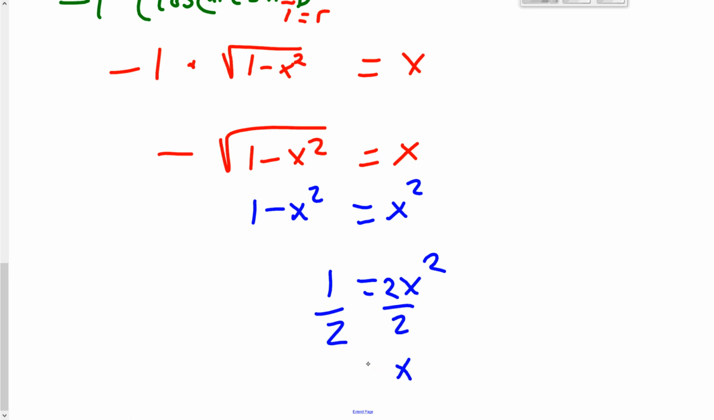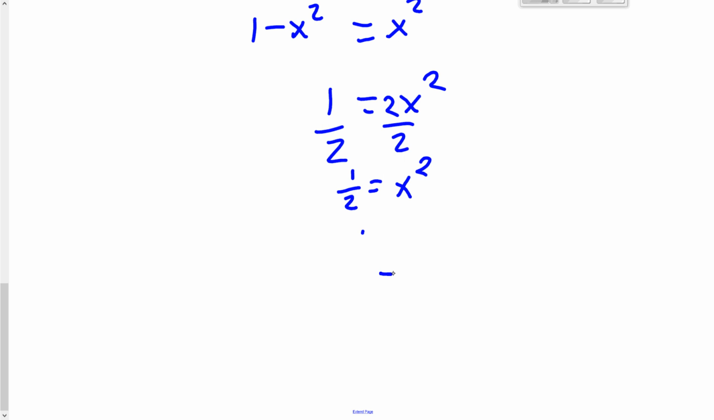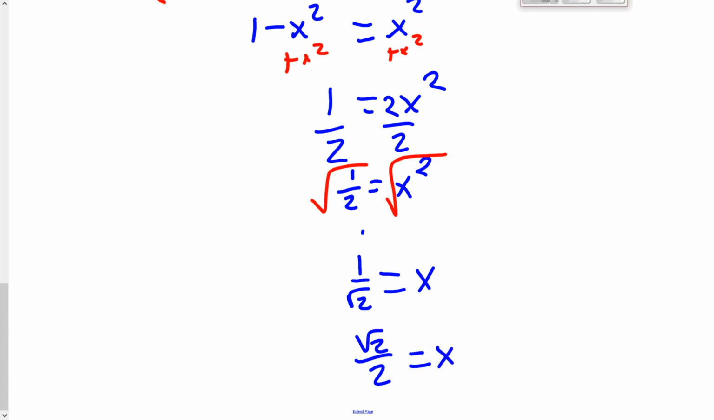So x squared equals 1/2. Square root both sides. We get x is equal to the square root of 1, which is 1, over the square root of 2, so we get root 2 over 2. And then when we go in and check this, we can see that it doesn't work for root 2 over 2, but it does work for negative root 2 over 2. And so that's it. Those are all our answers there.